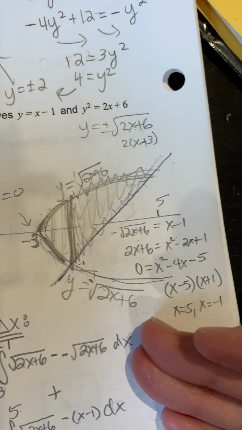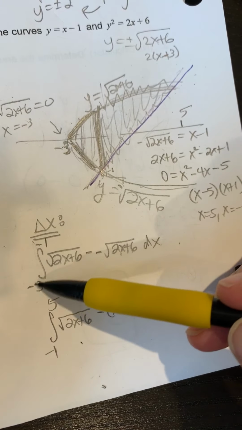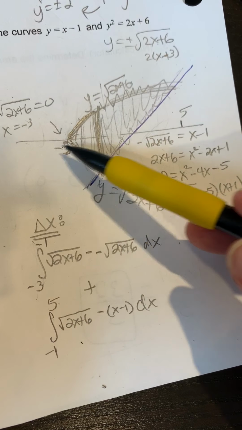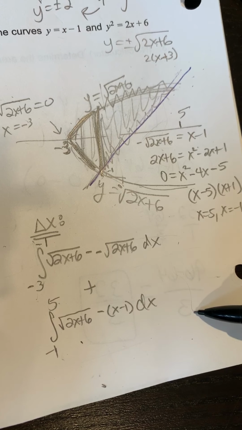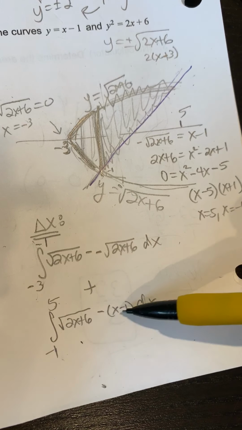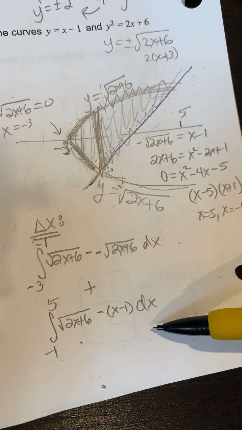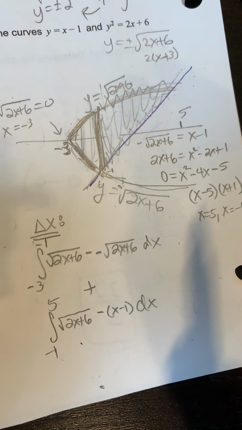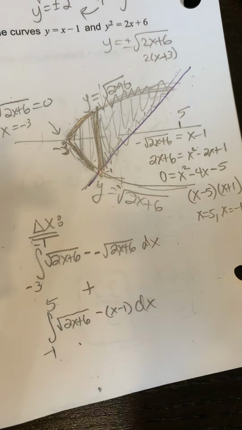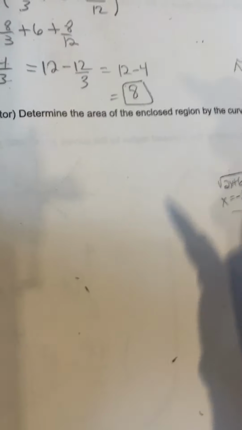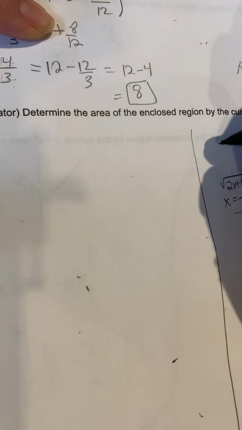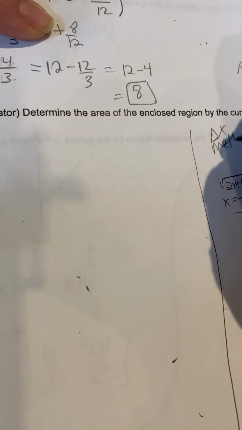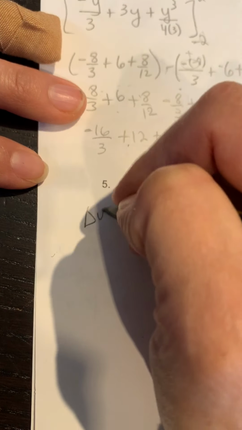So this is from negative 3 to negative 1, and then this is from negative 1 to 5, and I add them, and I would get the area. Now I could do this algebraic work, or if I did this in terms of delta y instead of all this, I'm going to do that here. Okay, so delta x method is this one. This is delta y method.